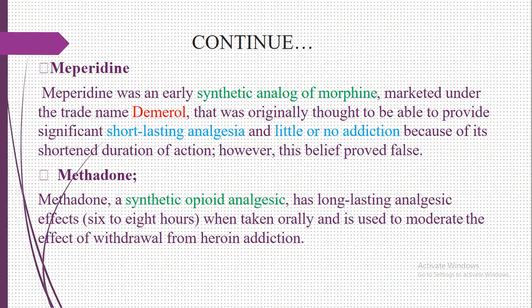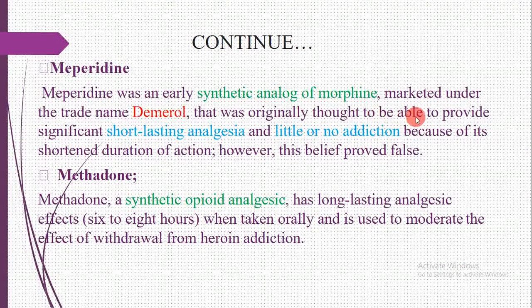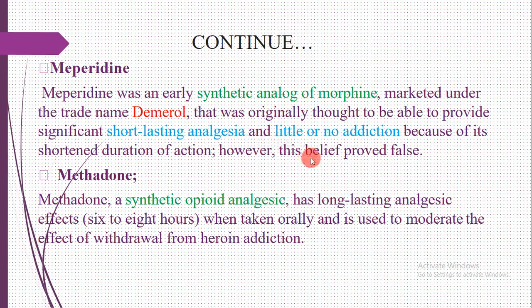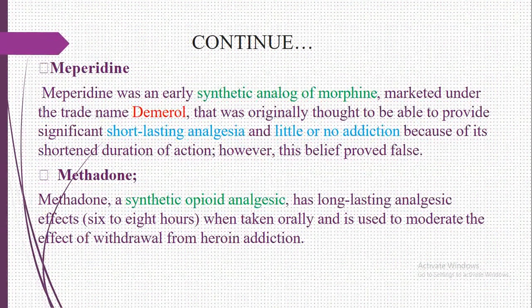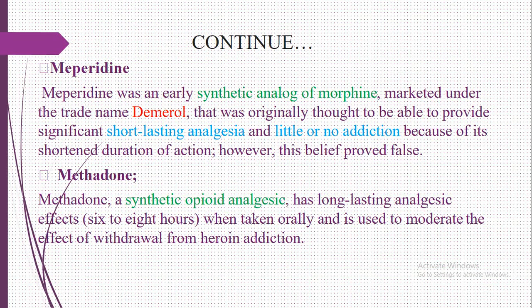Meperidine was an early synthetic analog of morphine marketed under the trade name Demerol, that was originally thought to be able to provide significant short-lasting analgesia. One is analgesia and the second one is algesia. Analgesia means relief of the pain sensation. When the pain sensation becomes relieved, that condition is called analgesia. Algesia means when there is pain sensation.